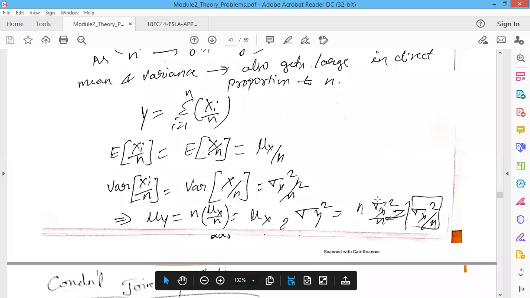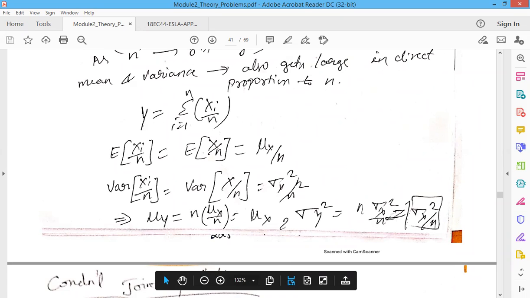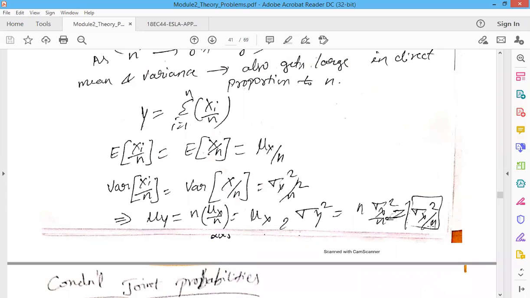From whatever equations we have seen here, in this averaging we can identify some properties. You can observe that the mean of y is the same as the mean of x, and similarly the variance of y decreases by the factor n with respect to sigma x square. Also, according to the central limit theorem, whenever you add IID random variables, the sum results in a Gaussian PDF. These key points you need to remember.